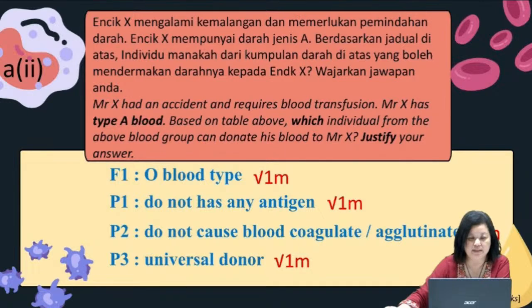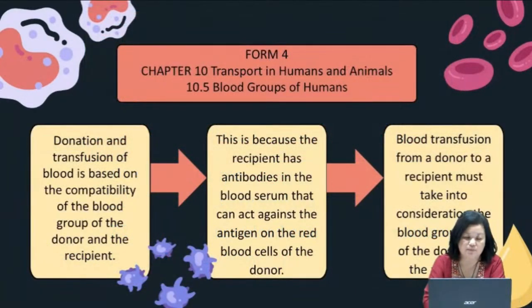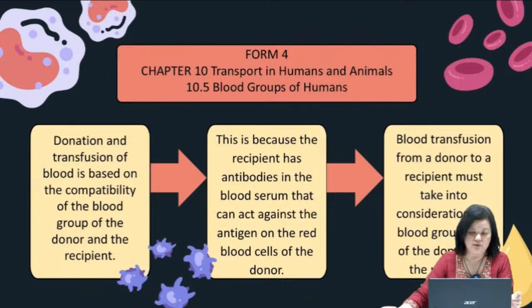Based on the question just now, a bit of information about the donation. Donations and transfusions of blood are based on the compatibility of the blood group of the donor and the recipient. This is because the recipient has antibodies in the blood serum that can act against the antigen on the red blood cell of the donor. Blood transfusion from a donor to a recipient must take into consideration the blood group type of the donor and the recipient.